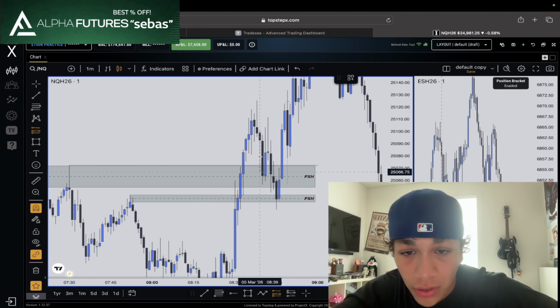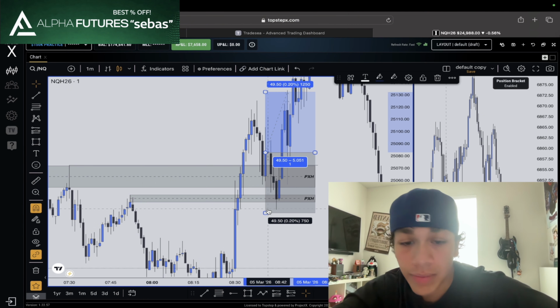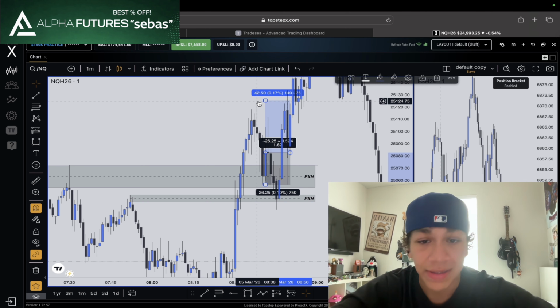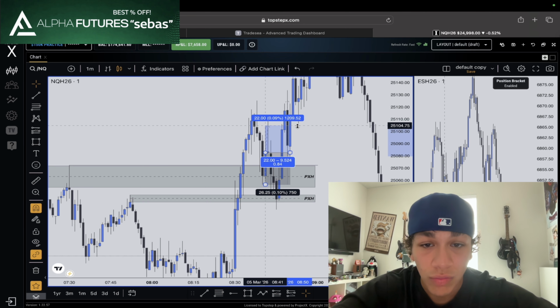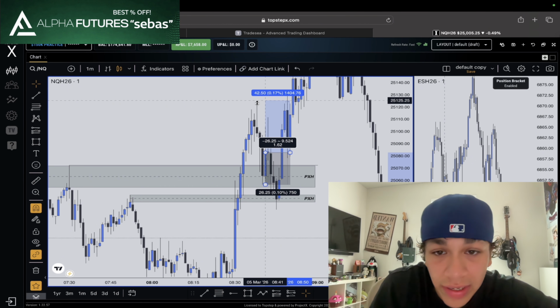So instead of me entering the long right here, considering the rejection we had off of this wick, I should have probably been more patient. I shouldn't have entered that; I should have waited. My target was all the way up here, but if I went for a 1-to-1, I would have hit it. I was going for the obvious strong liquidity.